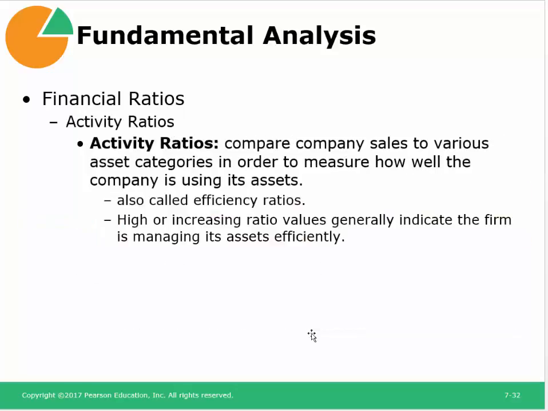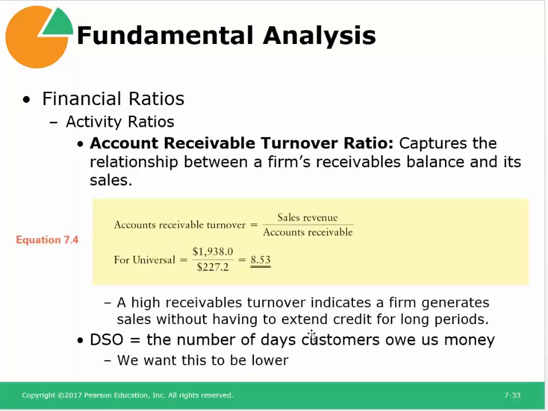The next set of ratios are referred to as activity ratios. How efficient is the company? How easily can they use the assets of the company to generate sales and profits, right? An increasing ratio means the company is doing a good job in managing its assets. So what about accounts receivable? A very important number. We're going to have to offer credit to our clients, our customers, all right? So how well do we do that? How do we manage that?